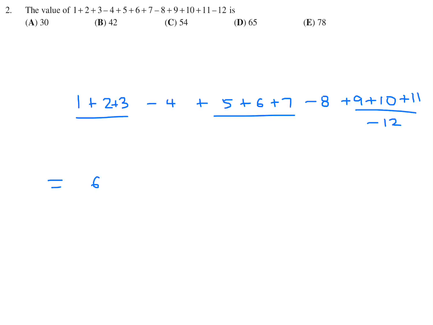1, 2, 3 is 6, 5, 6, 7 is 18, and 9, 10, 11 is 30. And then the minuses, we got minus 4, minus 8 is minus 12, and minus 12 again is minus 24. So this looks like 54 minus 24, and that is 30. So number 2, the answer is A.